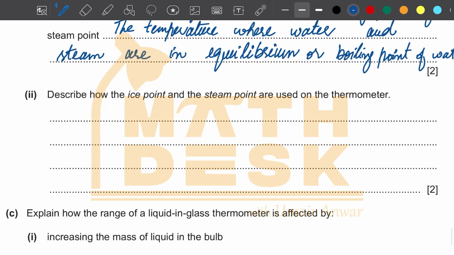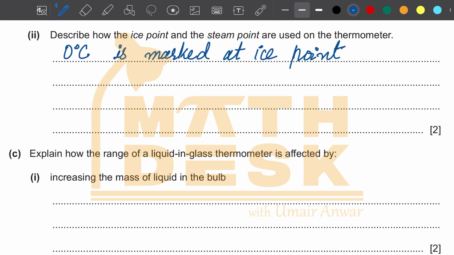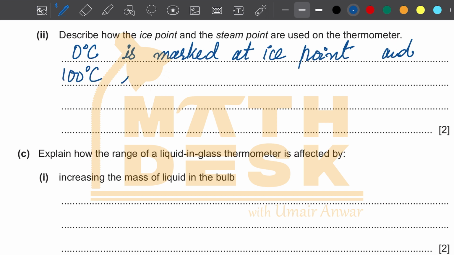The next part says describe how the ice point and steam points are used on the thermometer. A 0 degree centigrade is marked at ice point, the level of liquid which is shown when the thermometer is dipped into a mixture of ice and water that is going through melting, and 100 degree centigrade is marked at steam point when the water has started to boil.